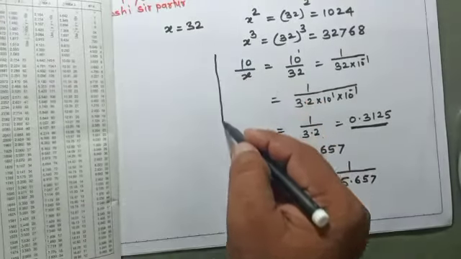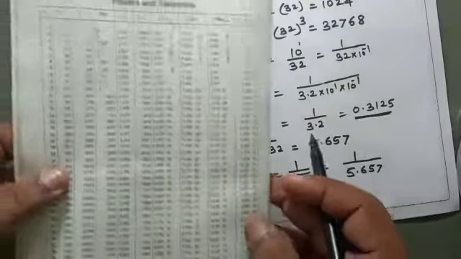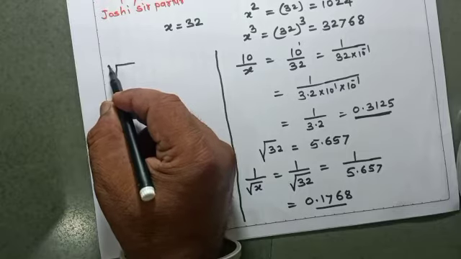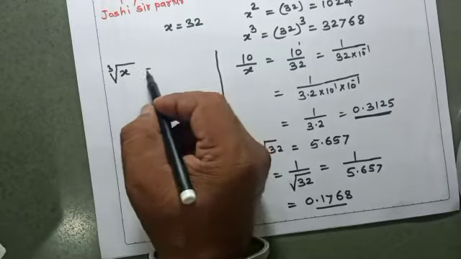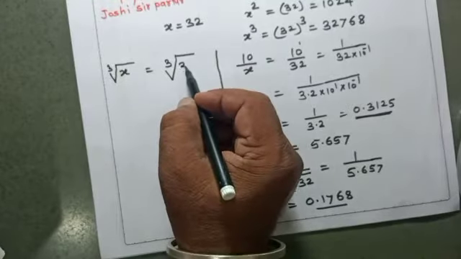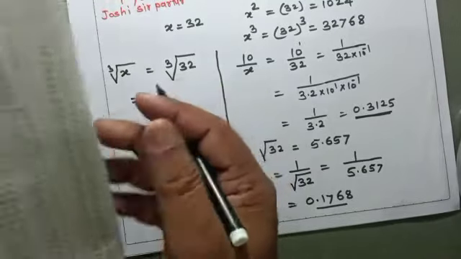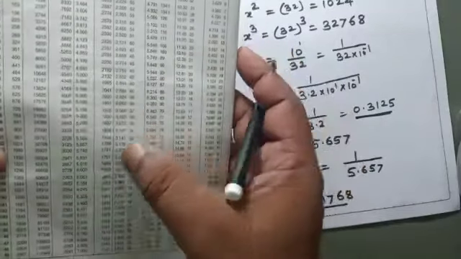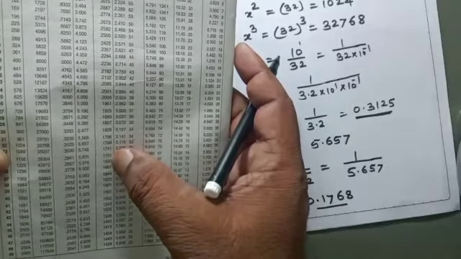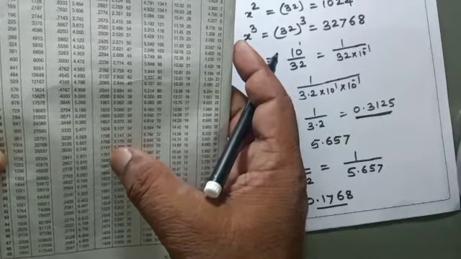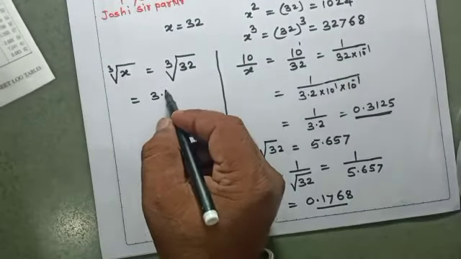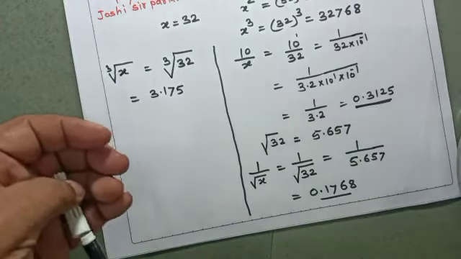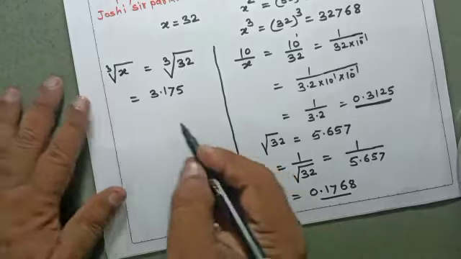Here, if for a number x we want to find the cube root of x, so here the cube root of 32, directly its value will be 3.175. But we can check how it will be 3.175.